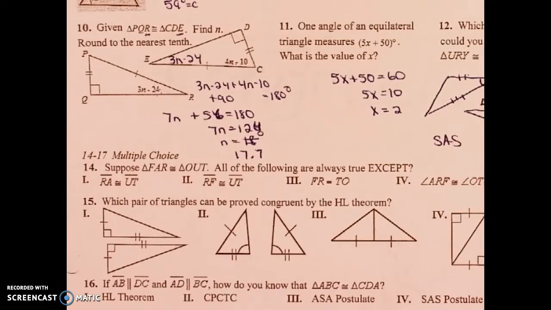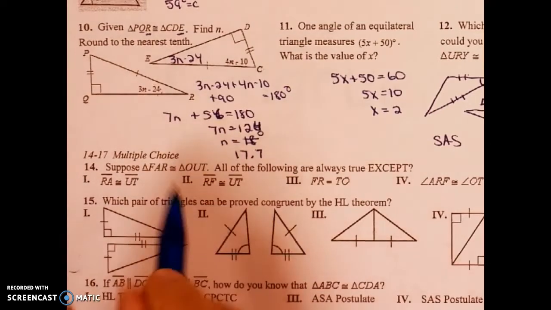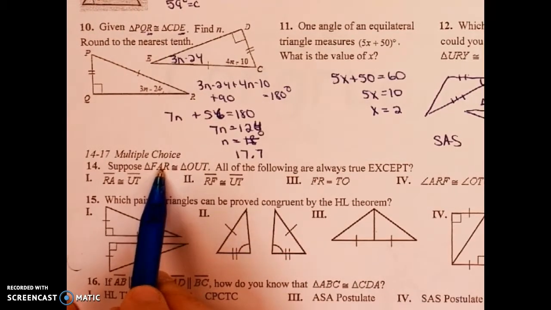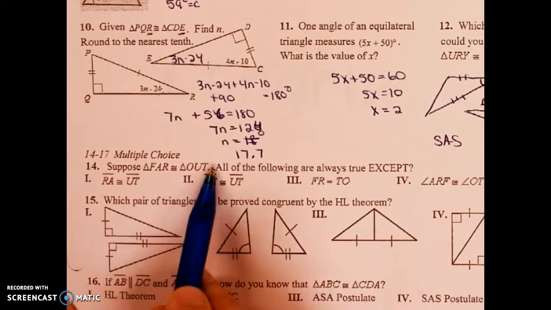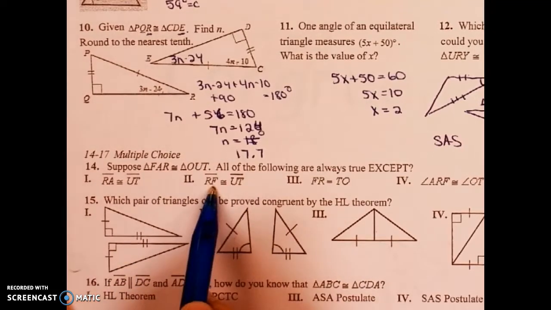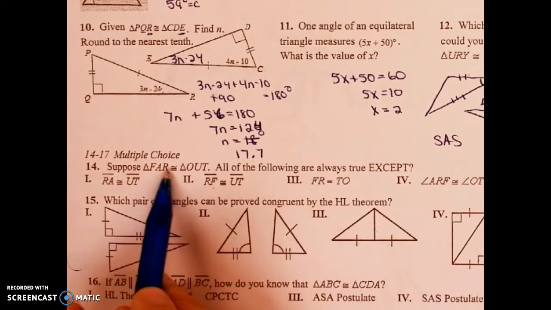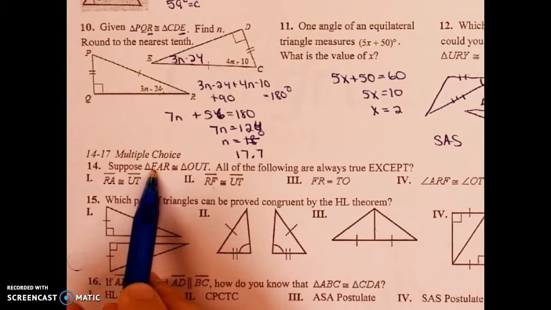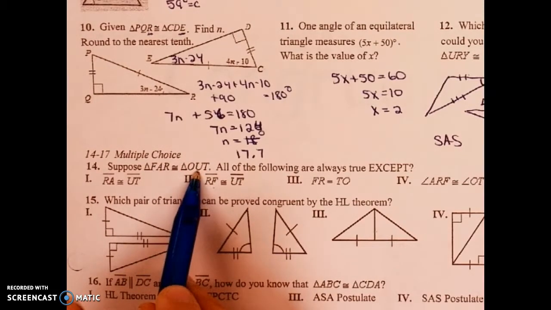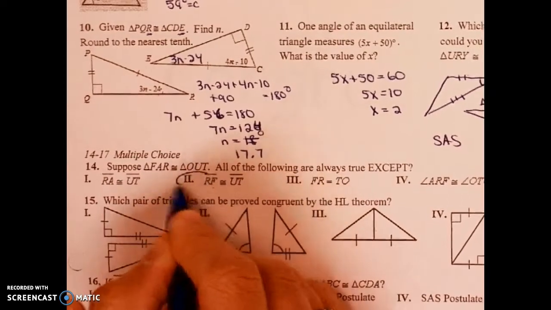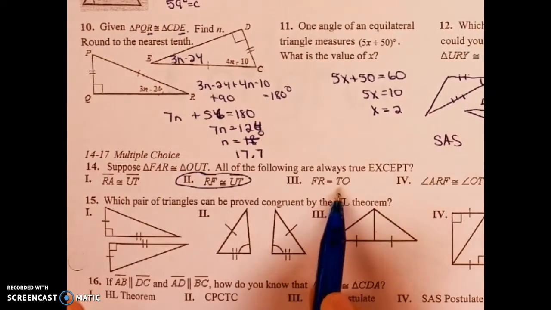Okay, moving on to number 14. It says all of the following are always true except. So the first one says AR is congruent to UT. That's true if you take a look. It's the second and third location. Next one, RF. That's the third and first. And T and U. That's not the third and first. So it looks as though our answer would be 2, but let's continue.